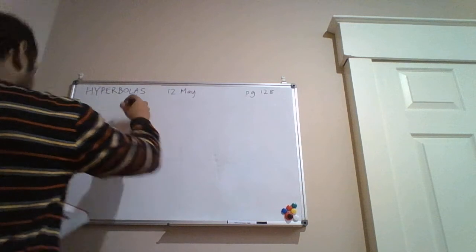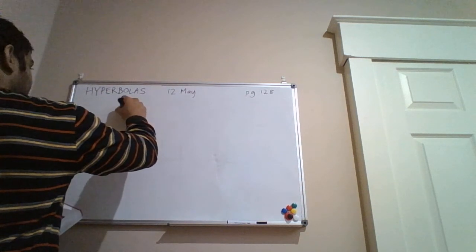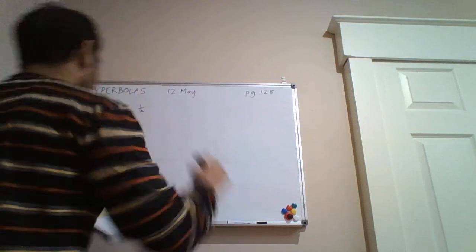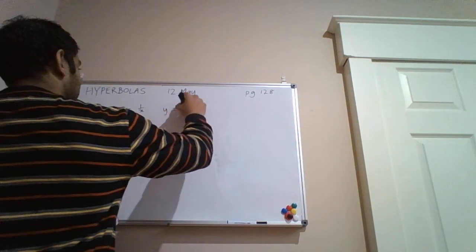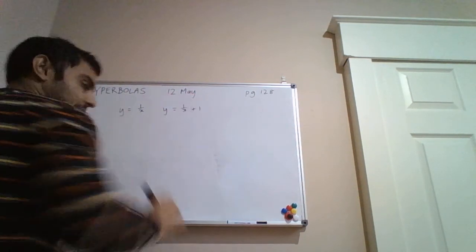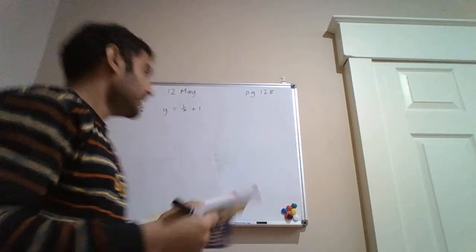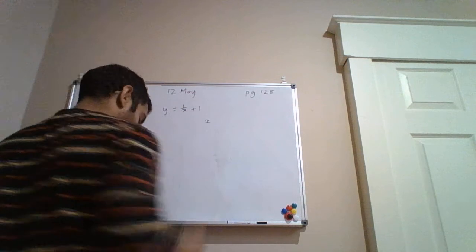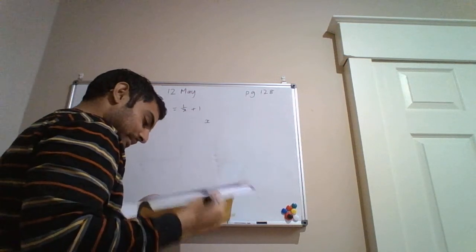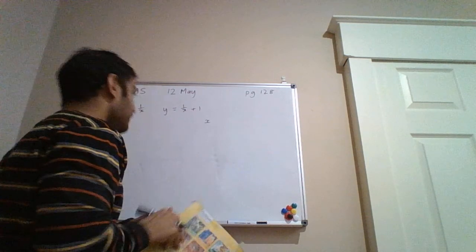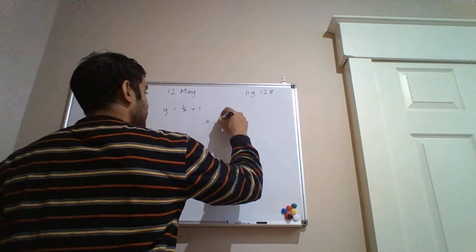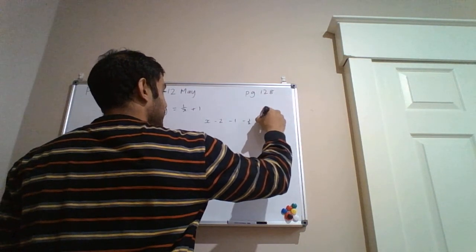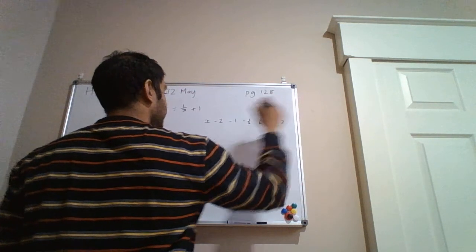So our general case was y equals 1 over x, and in the worked example we look at the graph y equals 1 over x plus 1. Okay, let's make a list of points, or rather let's use their points if they have any. No, they don't. So minus 2, minus 1, minus a half, half, 1, 2.